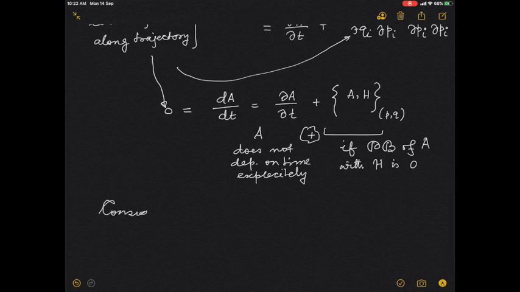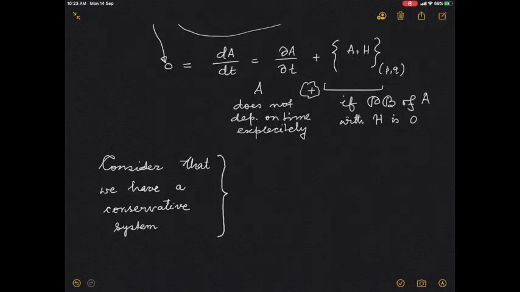Right? Like, for example, consider energy, that we are dealing with a conservative system. So you have a conservative system. If you have a conservative system, then the Hamiltonian is not a function of time, not an explicit function of time.